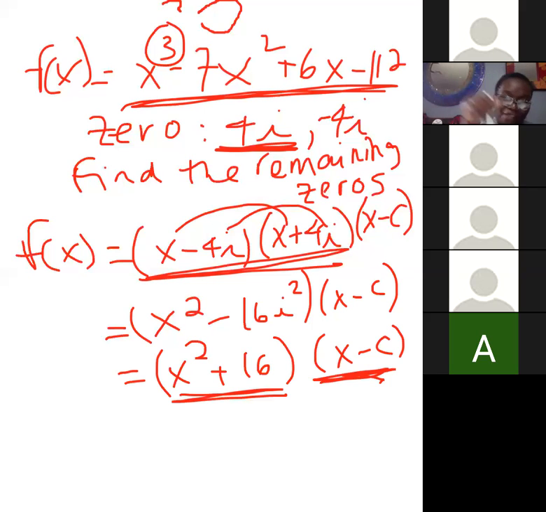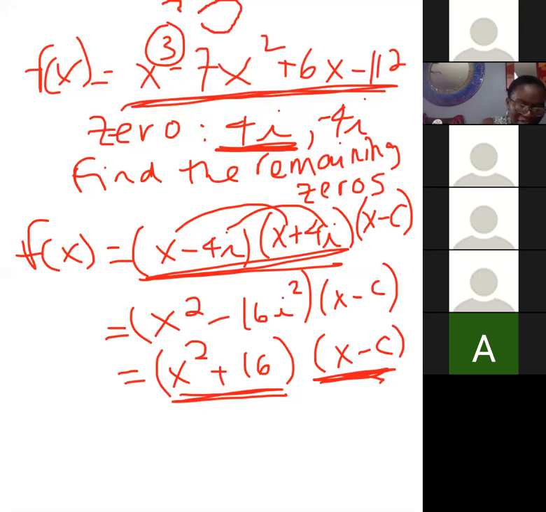Guess what we're going to have to do? What are we going to have to do to figure out this other binomial? Anybody? We're going to have to do division. And not just any division. We're going to have to do long division. Okay, so let's do it.